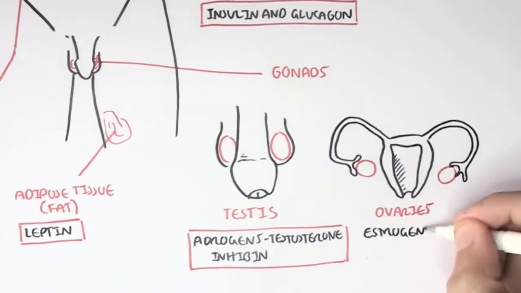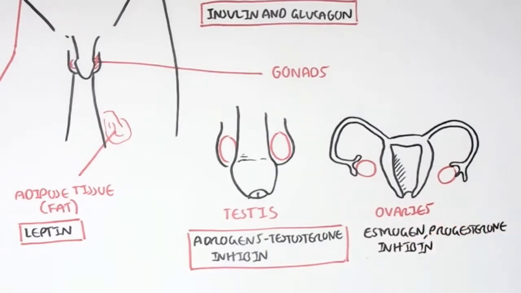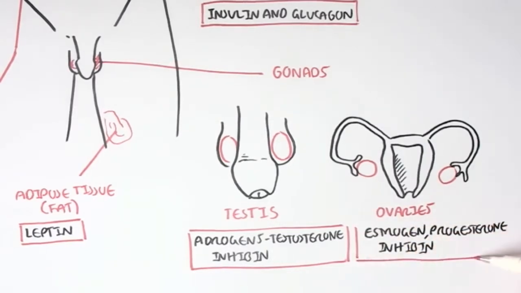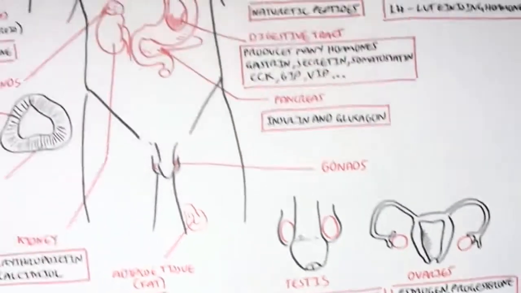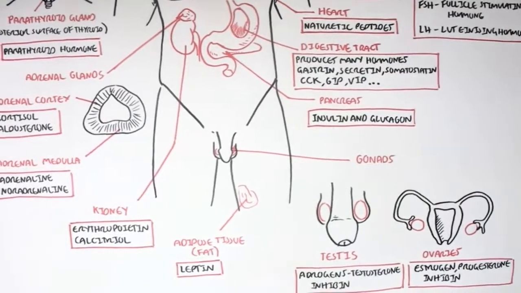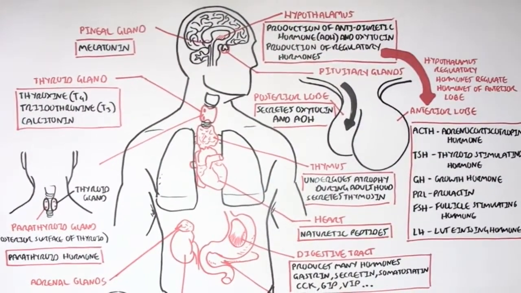And then for the gonads, the ovaries, for the female, we have important hormones being secreted such as estrogen and progesterone, which is important in female characteristics and egg production. Okay, so those were the main hormones that were secreted by the main endocrine tissue or endocrine glands.